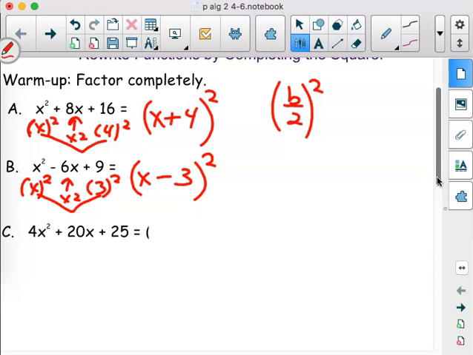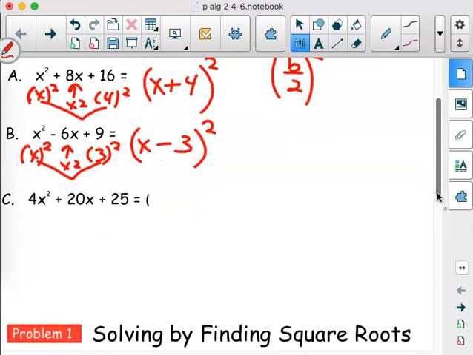This next one is a little more complicated, with bigger numbers. So again, we should look and say, is there a greatest common monomial factor? Something I could factor out of all of these. 4 comes out of these two, but it won't come out of the 25.